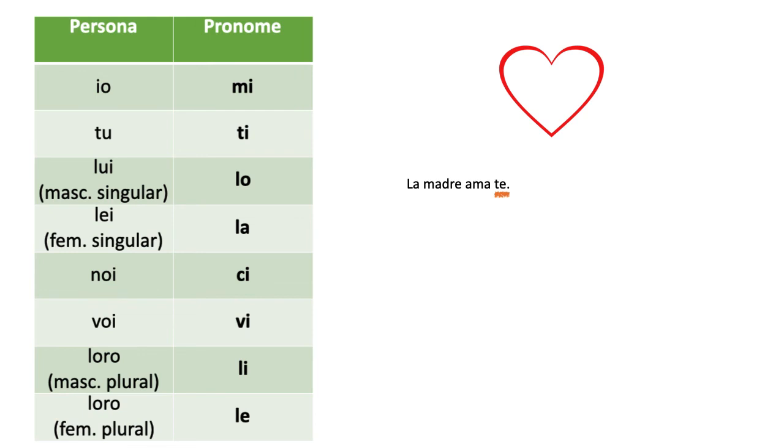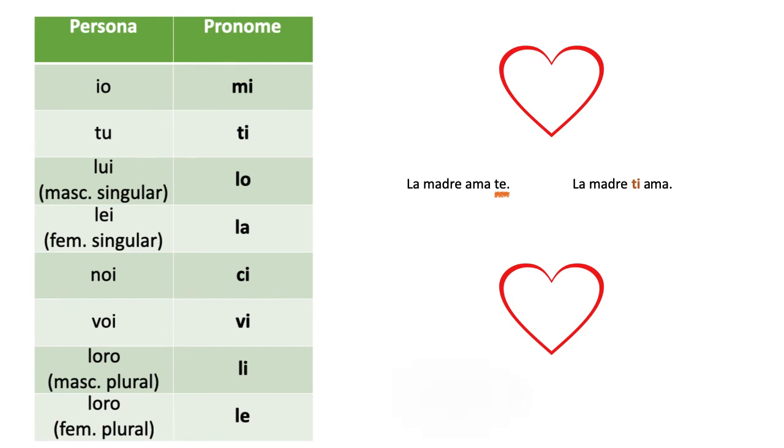Where is the row for tu? Yes, because you can also be the direct object of any action, including being loved. Right here. So the pronoun we need is ti, but we need to put it before the verb. La madre ti ama. Okay?